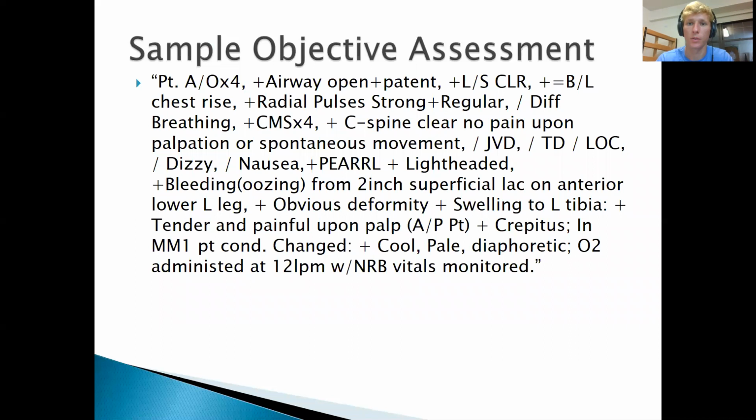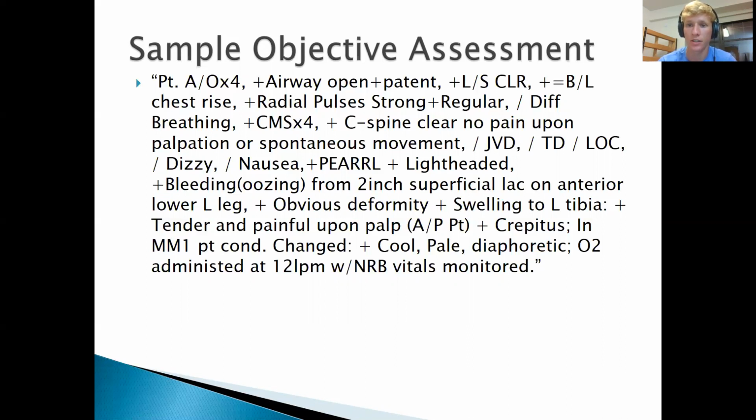So this is a sample of an objective assessment. Patient is A&O x4, positive airway open and patent. Positive lung sounds clear, positive and equal bilateral chest rise. Positive radial pulses strong and regular. Negative difficulty breathing, positive circulation, motor, and sensory. So they have pulse, motor, sensory in all 4 limbs. Positive C-spine clear, no pain upon palpation or spontaneous movement.